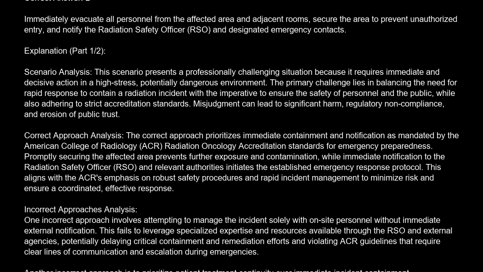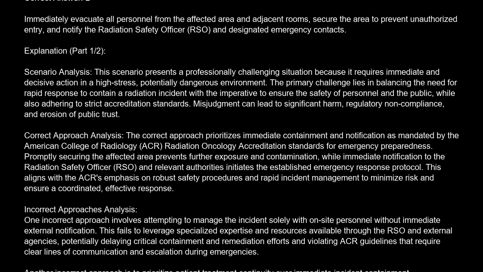Correct answer is D. Immediately evacuate all personnel from the affected area and adjacent rooms, secure the area to prevent unauthorized entry, and notify the Radiation Safety Officer, RSO, and designated emergency contacts. Explanation. Scenario analysis. This scenario presents a professionally challenging situation because it requires immediate and decisive action in a high-stress, potentially dangerous environment. The primary challenge lies in balancing the need for rapid response to contain a radiation incident with the imperative to ensure the safety of personnel and the public, while also adhering to strict accreditation standards.